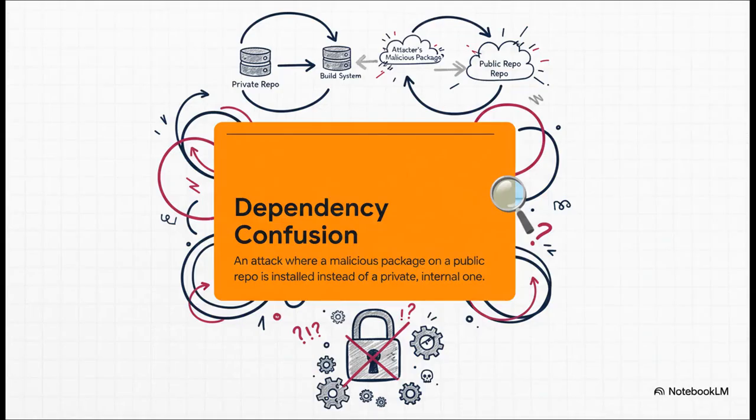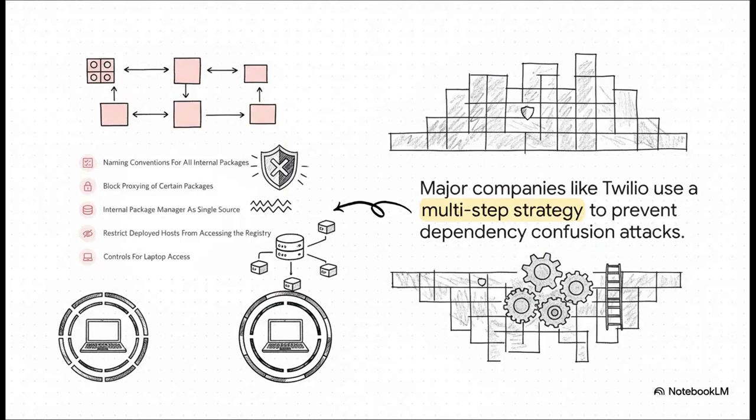And this heavy reliance on external packages creates all these new, really sophisticated ways for attackers to get in. One of them is called dependency confusion. It's where an attacker can actually trick your build system into downloading their malicious package instead of your private internal one. And just like that, they have a foothold inside your infrastructure. And this is a serious threat. It's hit major companies. So to fight back, we can actually learn from the really solid strategies that these companies have developed, like the multi-step approach that teams at Twilio pioneered.